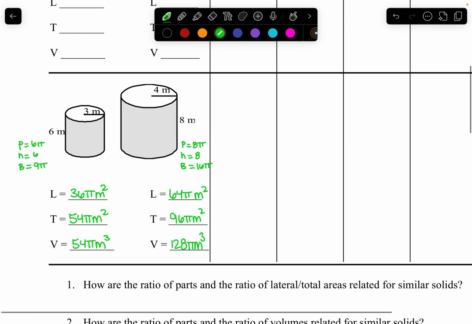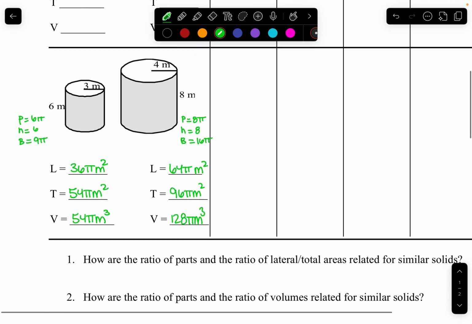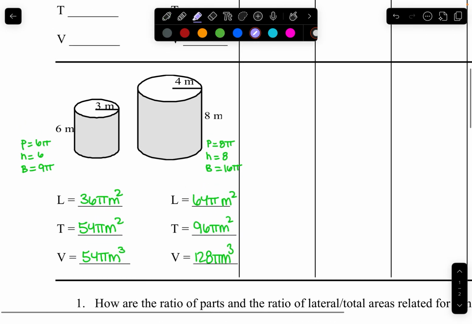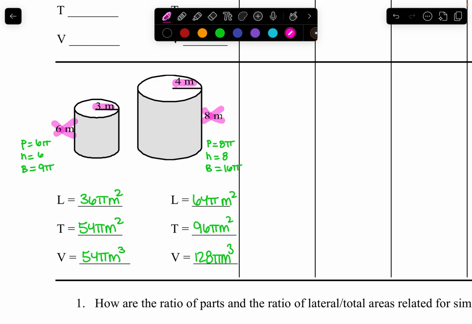Okay, so this first column wants us to do the ratio of corresponding parts. So for us, that would be something as simple as the ratios, and then we'll also do the heights. So the ratio of the radiuses or the radii would be 3 to 4. And then if I did the heights, which would be 6 to 8, remember that that's going to simplify to 3 over 4 as well. So no matter what, when you're looking at the dimensions of your shapes, you end up with the same ratio, 3 to 4 in this case.